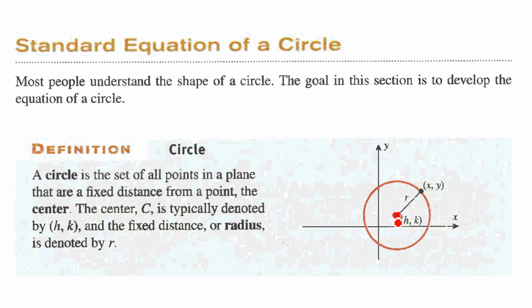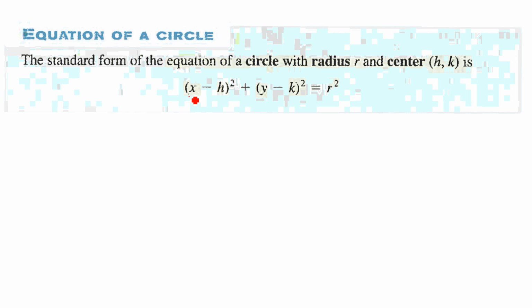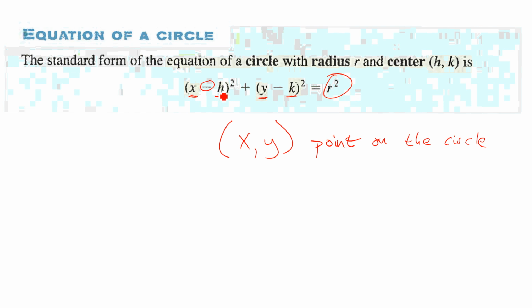Here's our center at h comma k, and we have a radius coming out this way. If we do have a point on the circle, that would be our x and our y in our equation. So again, here's our equation. X and y would be some point on the circle. And once again, h and k is the center. R squared is, so r is the radius. Notice how it is minus the h and minus the k. So if the center was at 2 comma 3, you would have x minus 2 and you would have y minus 3 in your formula.